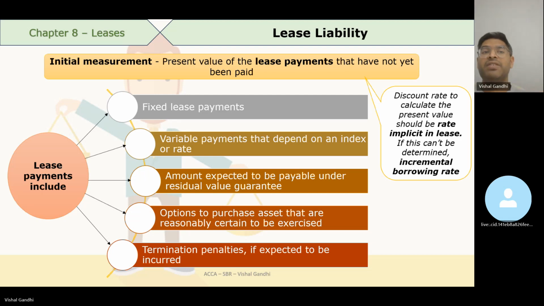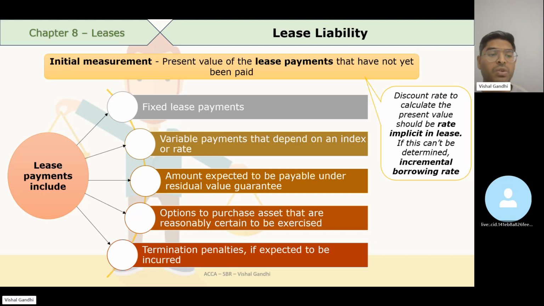Now let's look at the lease liability first. What is the initial measurement? Initially, lease liability is measured at the present value of lease payments that have not yet been paid. This is important. That means on the first day of lease, or before the commencement of lease, if you are paying some amount as token money or as a deposit or as advance lease payments, then that will not be considered under the lease liability because it is already paid, right? So it is not a liability. So only those payments which have not been paid, we need to take the present value of.